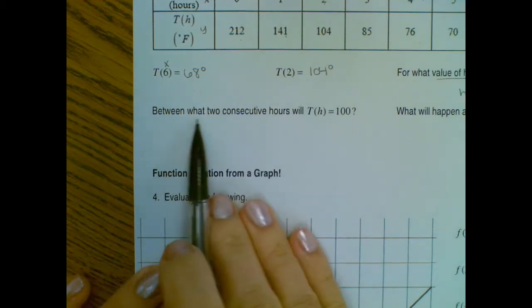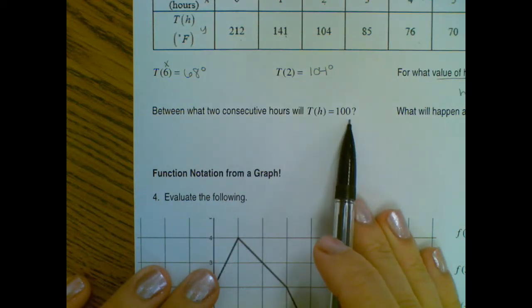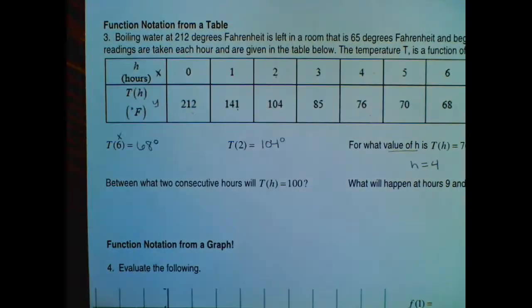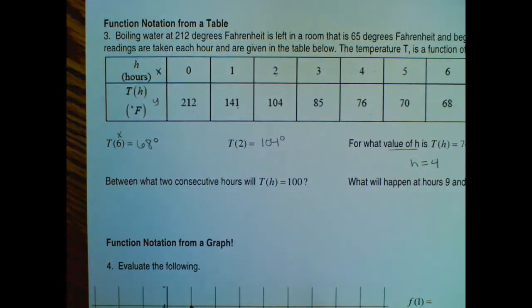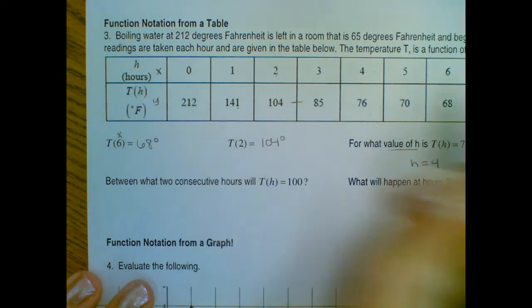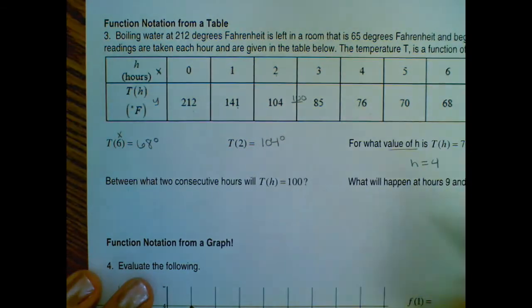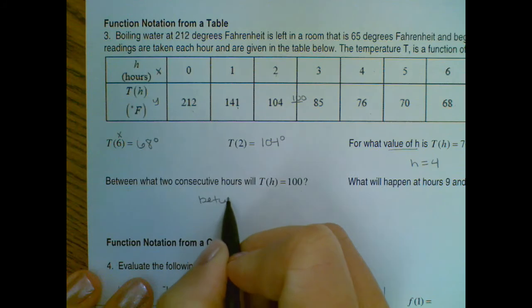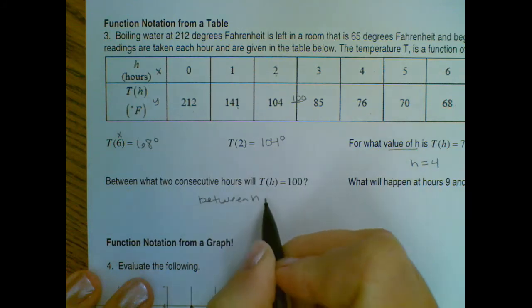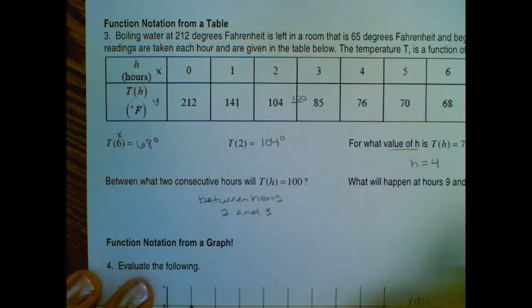And it says here, between what 2 consecutive hours will T of H be 100? So if we look up here, we want to know between which 2 hours the temperature reaches 100. And so right here, between 104 and 85, we would find 100 in there. So we would say between hours 2 and 3.